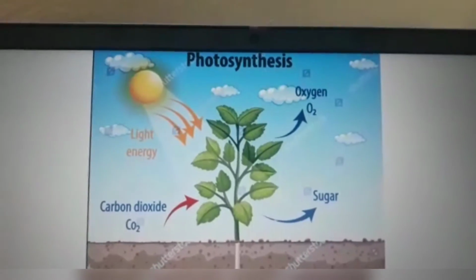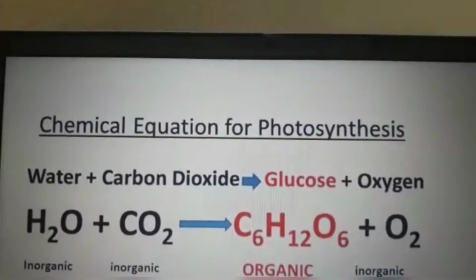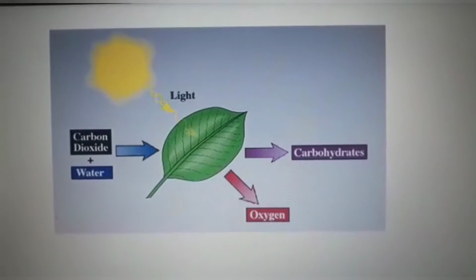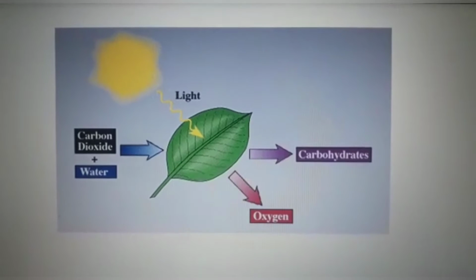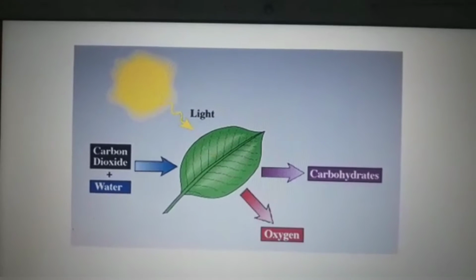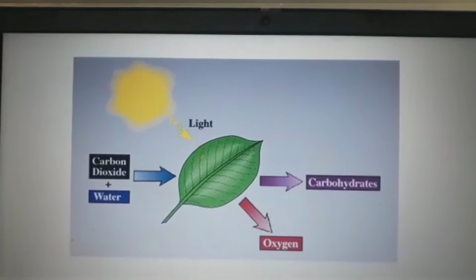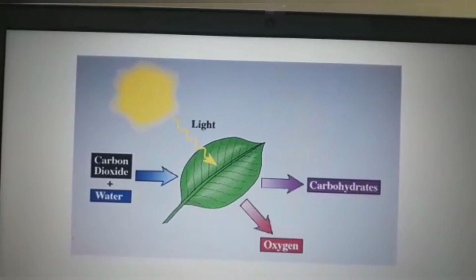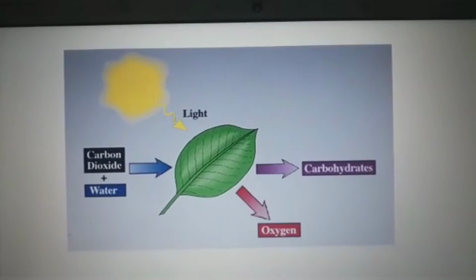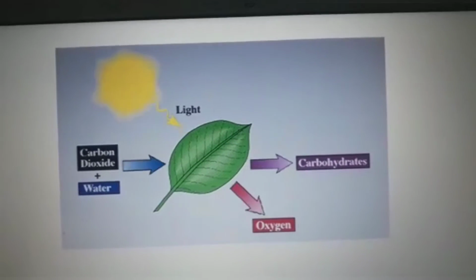Next, look at this. Here can you see this picture? This is carbon dioxide and water. These two are simple inorganic molecules. They combine together in the presence of sunlight and chlorophyll, and they produce complex organic molecules. What is the name? Carbohydrate. And they also release one more gas, that is oxygen.